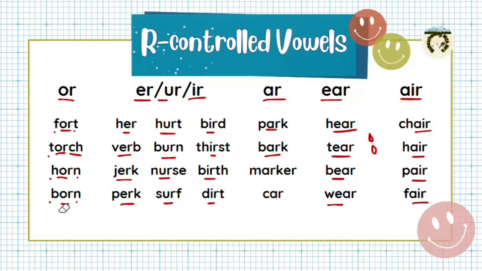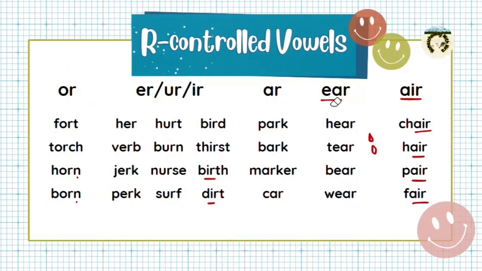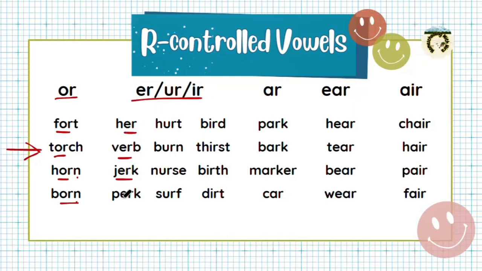Now let's quickly listen to these words with the American pronunciation of the R control vowels, and we'll go to the schwa sound after this. So this is R in American pronunciation, as in fort, torch. They don't use the word torch in American English, they say flashlight. Then we have horn and born. Next is the sound as in her, verb, jerk, perk. Hurt, burn, nurse, serve. Bird, thirst, birth, dirt.